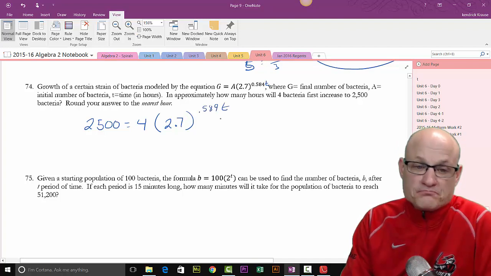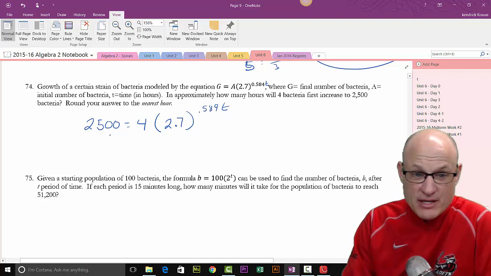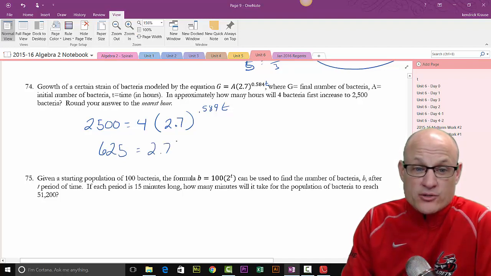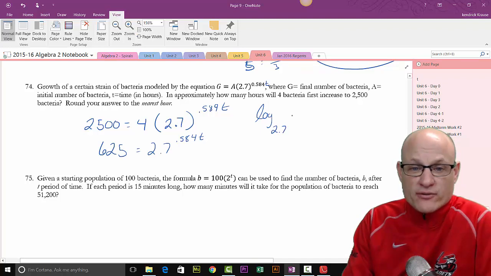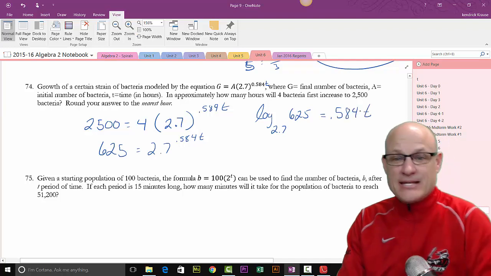0.584 T. I believe so. Divide by 4, 1,200. What's that, 625? 625 is equal to 2.7 to the 0.584 T. Log base 2.7 of 625 is equal to 0.584 T.